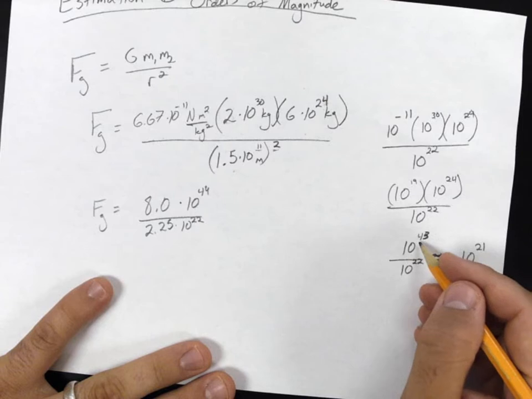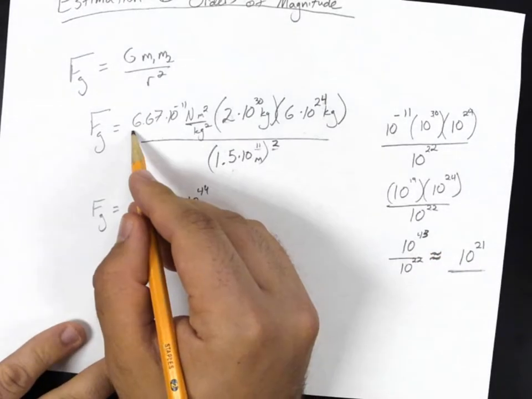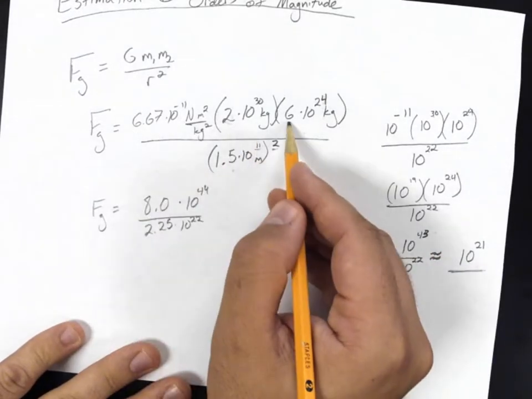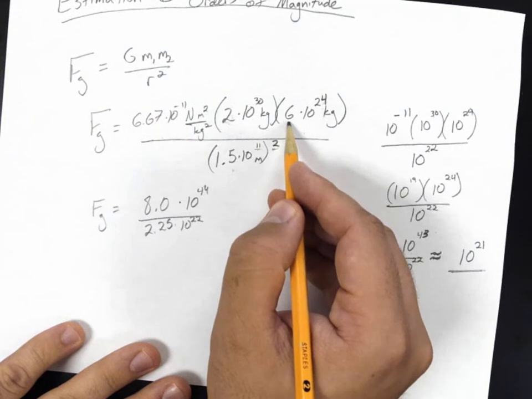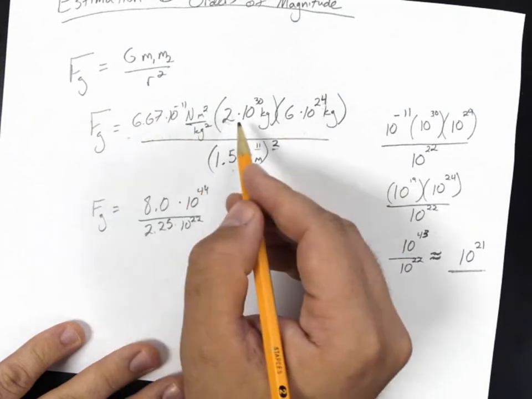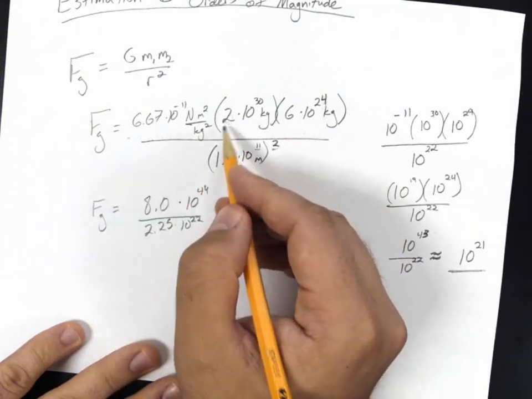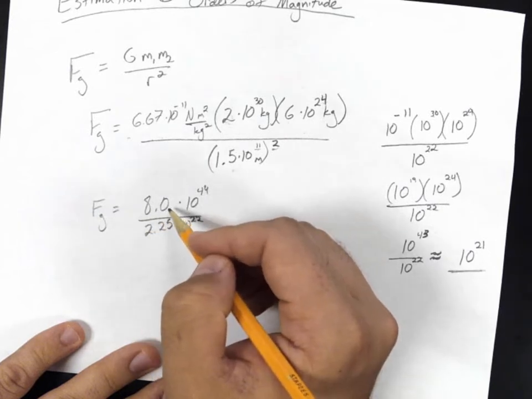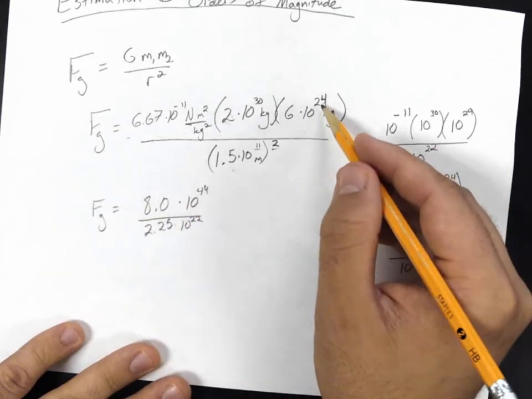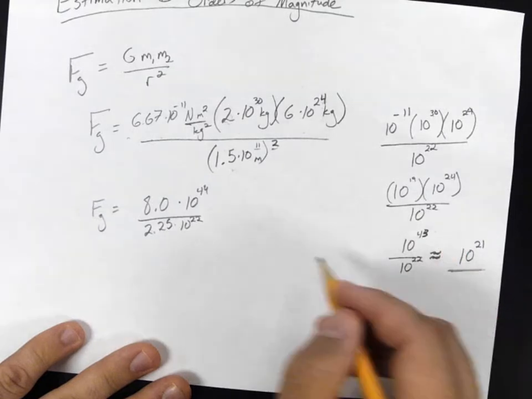Now, why are they different? Well, take a look at the numbers. We've got a 6 times a 2 times a 6. Remember, that's how the coefficients work. So 6 times 6 is 36. Times 2, it's about 70-something. And it looks like it's about 80-something, right? So that adds an extra digit, okay? So from 43, we go up to 44.